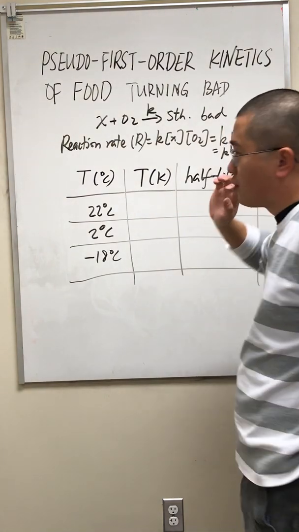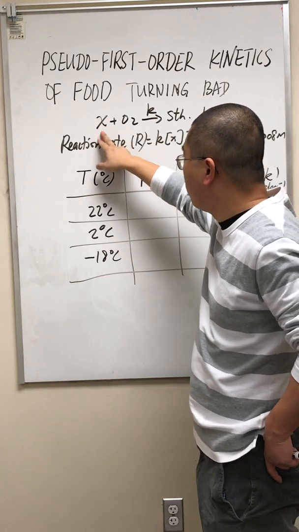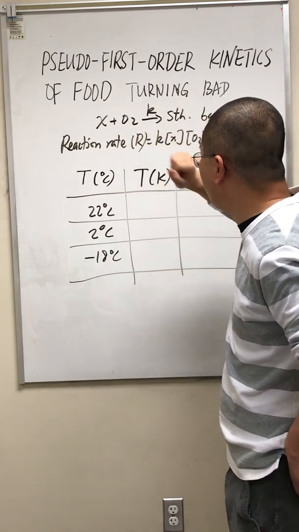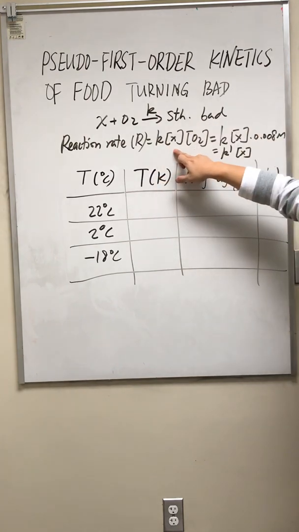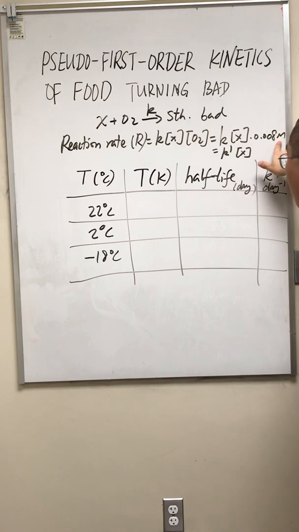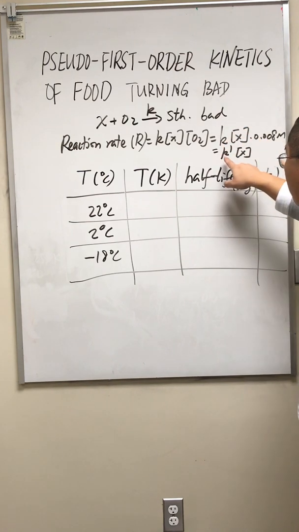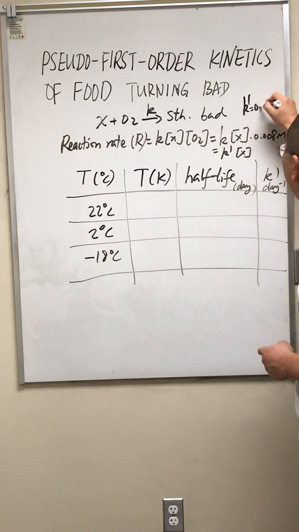I'm going to assume this is a second order elementary reaction: first order with respect to X, first order with respect to O2, overall second order. The reaction rate thus is the reaction rate constant k times the concentration of X and the concentration of O2. The concentration of O2 in air is 0.008 molar, and then we can combine k and the concentration of O2. We say it's k prime, and again here I'm going to say k prime equals 0.008 molar times k.